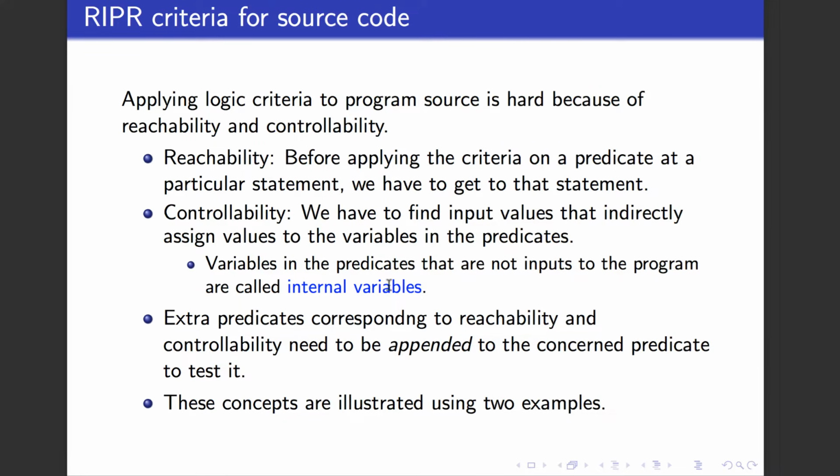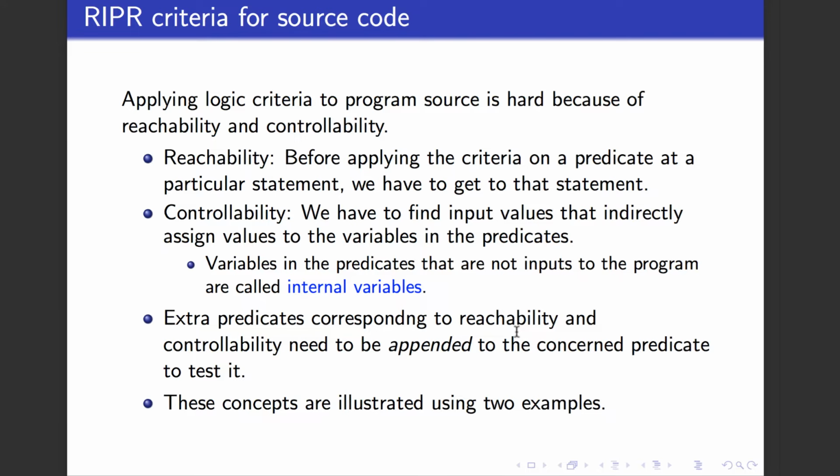So what are internal variables? They are variables in the predicates that don't occur as inputs to the program. So sometimes, to be able to assign values to the internal variables, I need extra predicates, saying that these are the conditions that have to be satisfied to achieve reachability and controllability. And it's the same as adding the conditions as clauses to the original predicate that needs to be tested. Because to test the predicate, I have to be able to reach the predicate and control the predicate. So I add these as extra conditions.